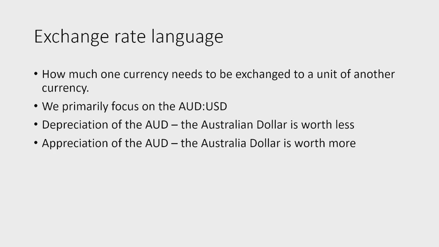Alright, so when we're talking about exchange rates, we're looking at how much one currency needs to be exchanged in order to obtain another unit of currency. We will primarily focus on the study design about how much AUD needs to be swapped out in order to obtain USD. The reason why we focus on the USD is because most commodities, if not all, are traded in USD.